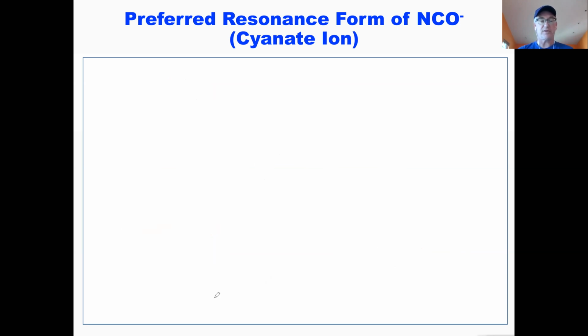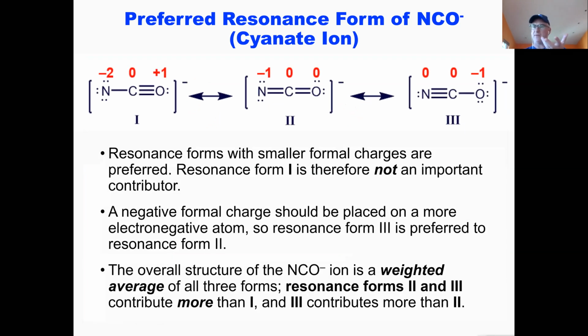So when we put all those 3 together, we look at them and we say, which one of these is preferred? Which one of these is the most stable, has the least number of charges, and the charges are in the right place? Well, resonance form 1 is not very important. It has negative charge in the wrong place, and it has too many charges. So if there's going to be some sort of contribution to what this structure actually looks like, not much of it is going to be that.